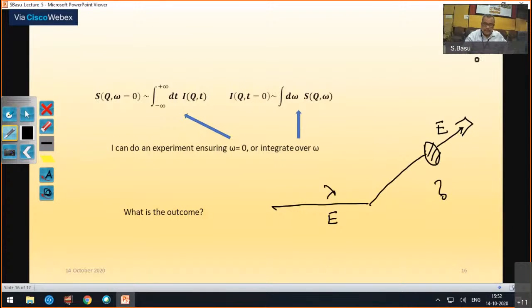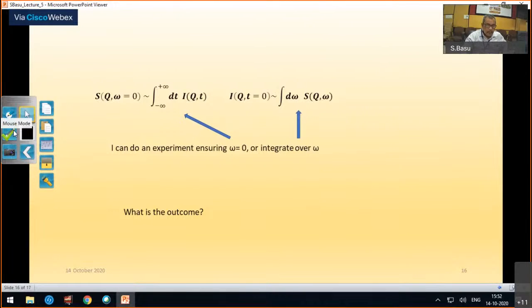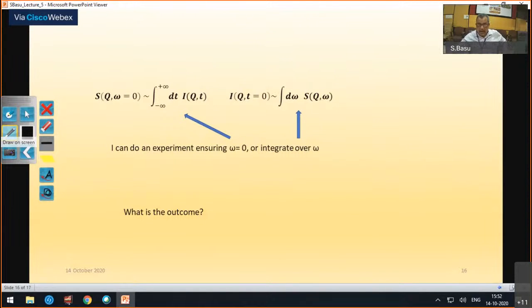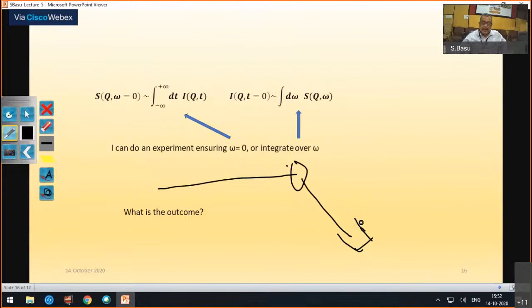On the other hand, I do one more experiment in which I have a neutron beam, there is a sample, it is scattered, and straight I put it in a detector. I don't discriminate any energies, I take all energies in. That means I do an integration over omega. This gives me an instantaneous picture. So one gives me average over time, one gives me instantaneous picture.